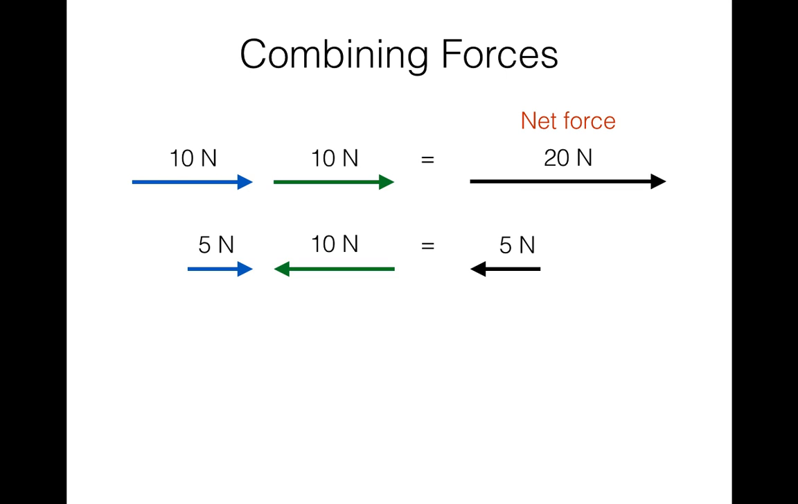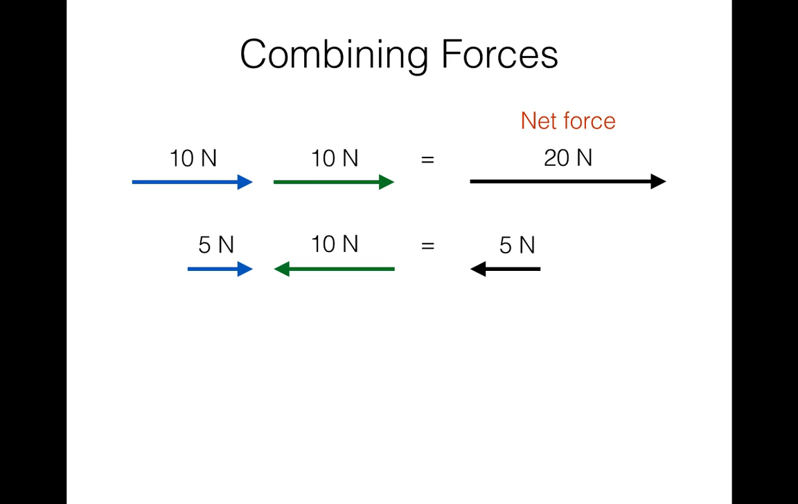However, the direction of the arrow is moving from right to left. That's because the 10 newtons is larger than the 5 newtons, and so the direction of that movement of the 10 newtons will actually supersede that of the 5. That's why the net force is 5 newtons moving from right to left.